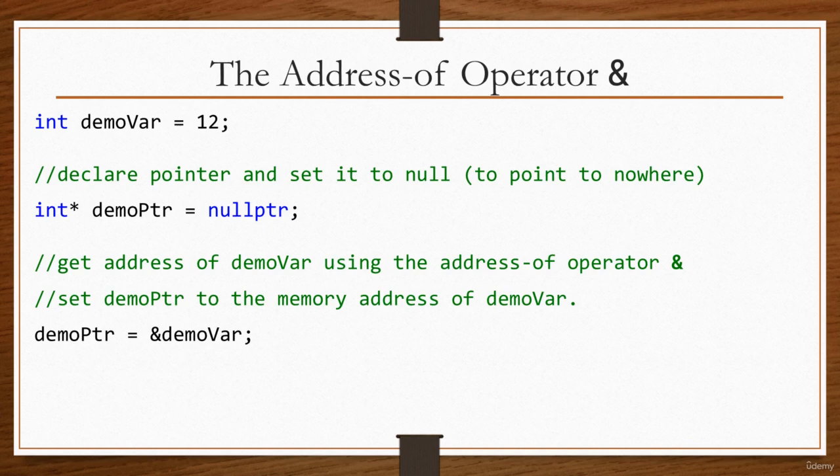So here's that same demo. We have int demo var, set that to 12, we declare and initialize a pointer to null pointer, and then maybe later on we decide we want to store the address of demo var in that pointer. Then we get the address of demo var using the address of operator and then store that in demo pointer.